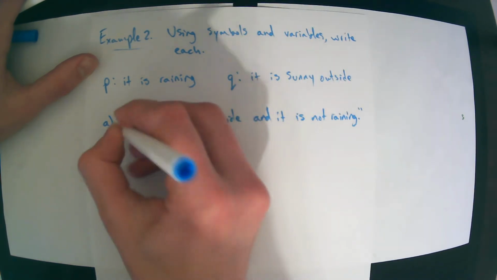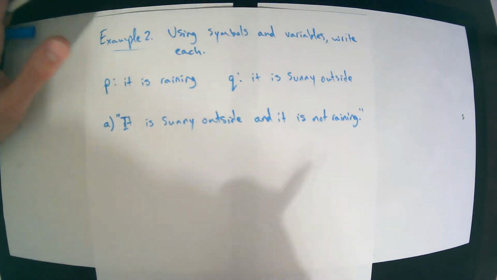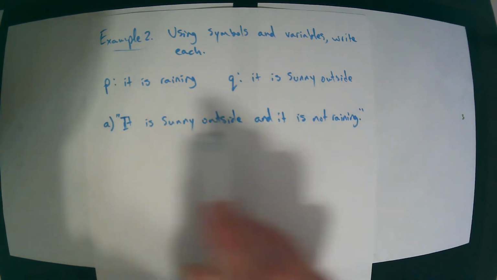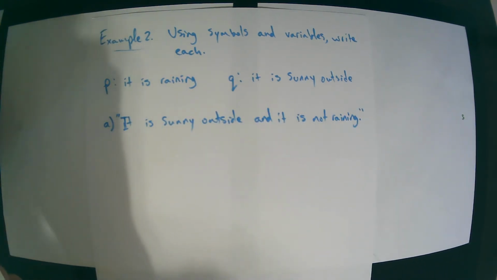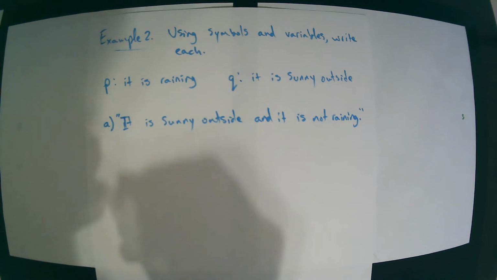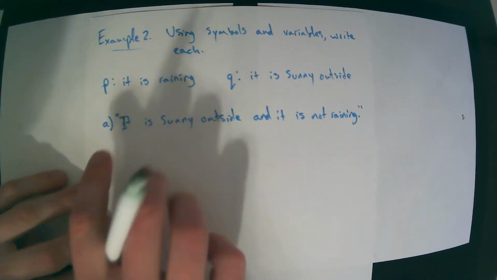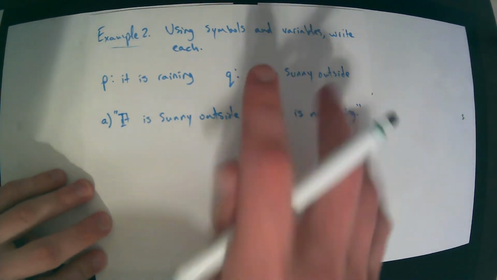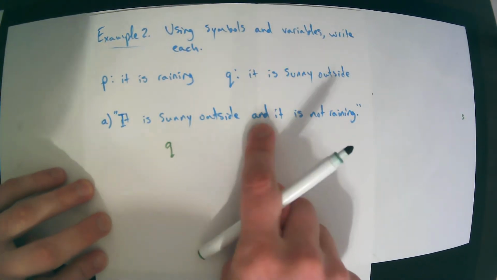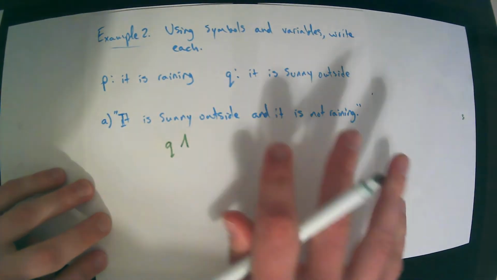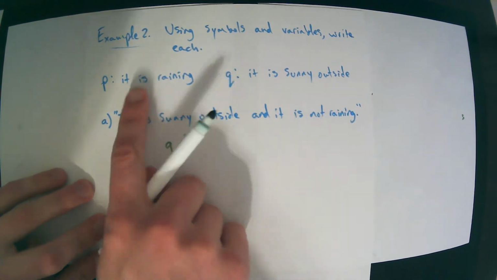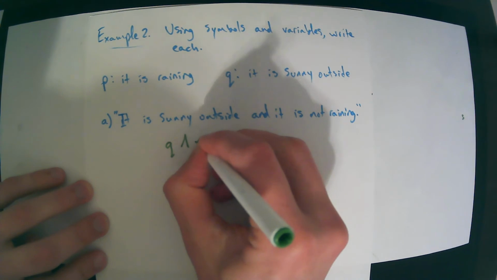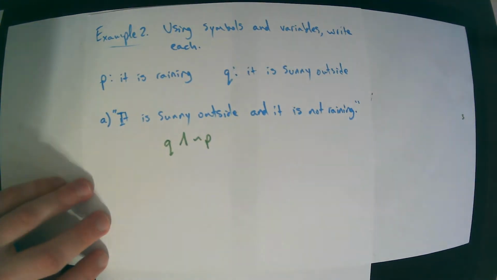So again, not concerned with the truth value. We're just wanting to practice writing down statements with their corresponding variable names and symbols. Okay, so I can almost go literally piece by piece here. It is sunny outside, that's Q. The word and, that's this symbol. It is not raining. Well, P is it is raining, but this is it is not raining, so this must be not P. There we go.